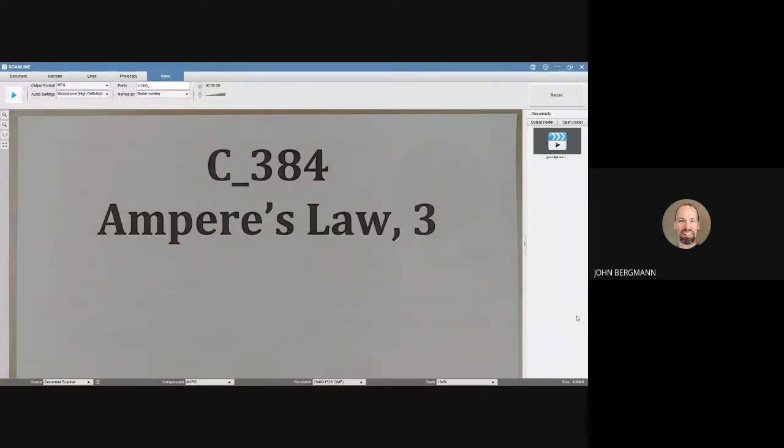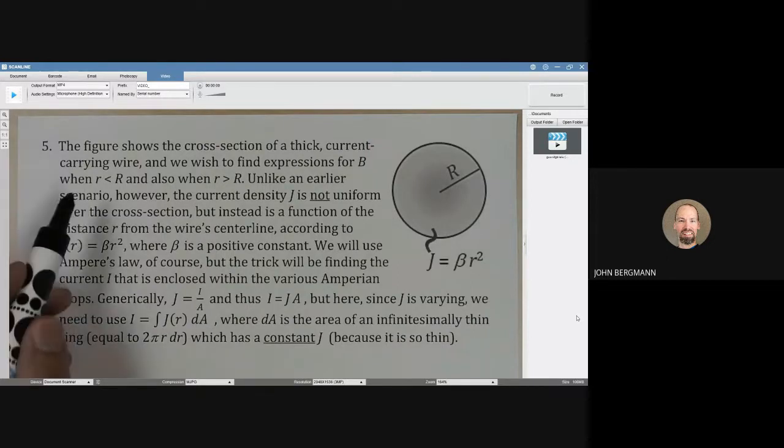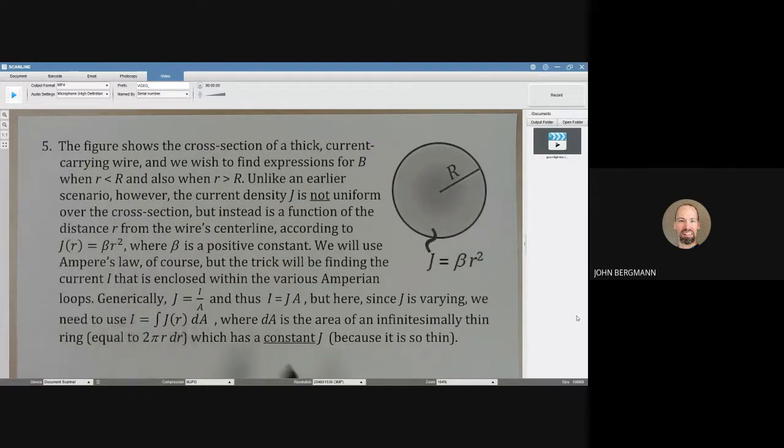Ampere's Law 3. The figure shows the cross-section of a thick current-carrying wire, and we wish to find expressions for the magnetic field when little r is less than big R and also when little r is greater than big R. Unlike an earlier scenario, however, the current density J is not uniform over the cross-section, but instead is a function of the distance r from the wire's center line, according to this equation, where beta is a positive constant.